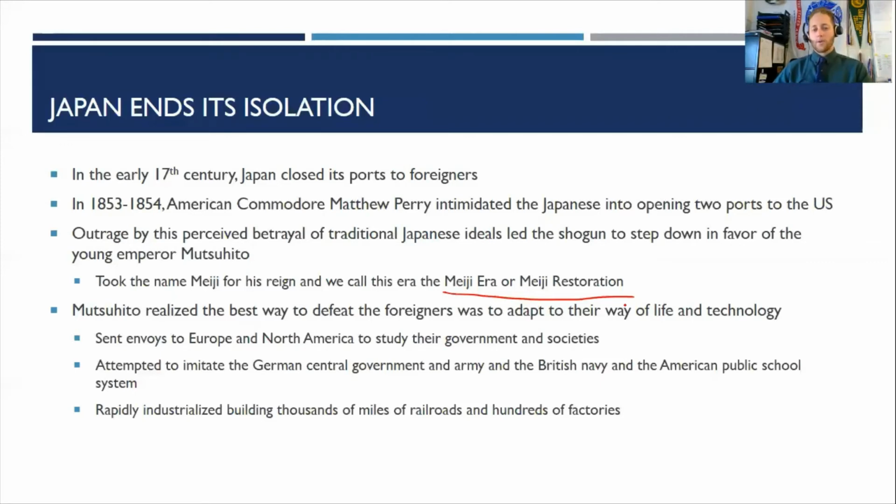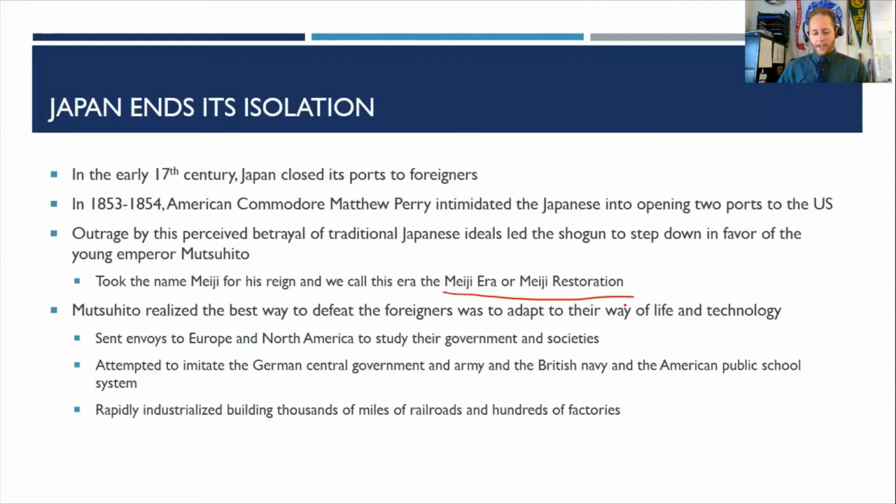The Japanese are going to attempt to imitate the German central government army, because the German army at this time was considered to be one of the best in the world. And for the Navy, they're going to adapt the British Navy, since the British historically had a superior navy to most navies in the world. And for public schooling, they're going to copy the American system. So at least from 19th century American public schools, it was good enough for the Japanese, even though it still had a ways to go to where we are today.